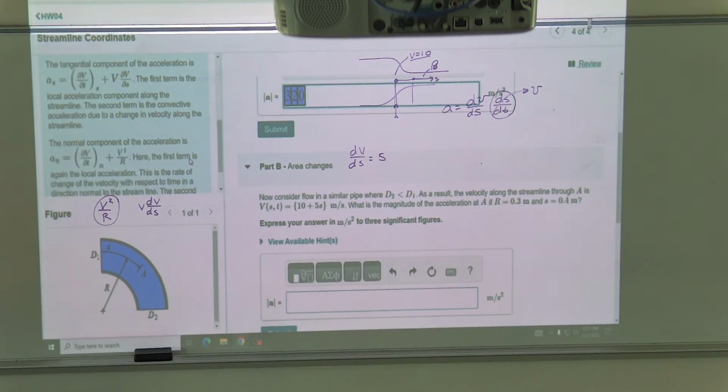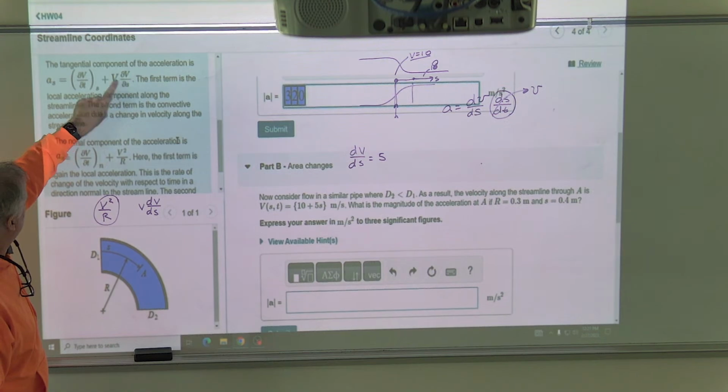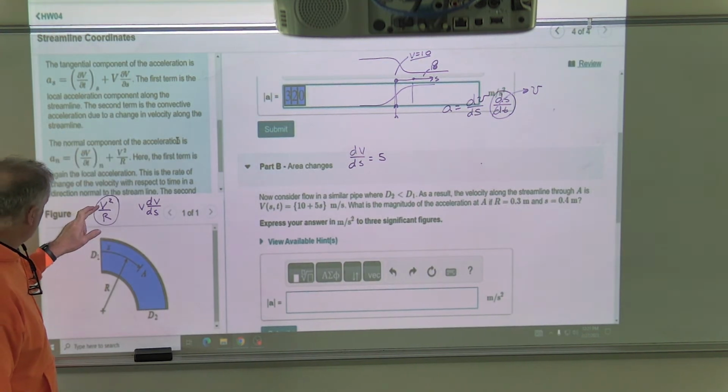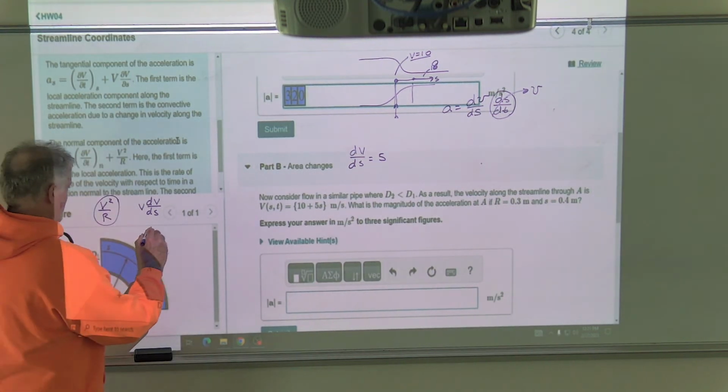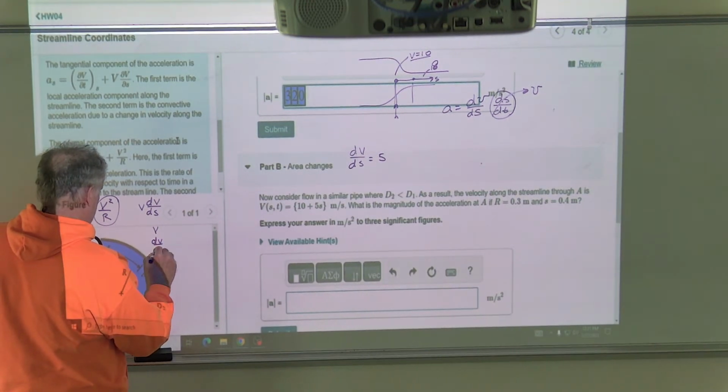Let me go back up and look at it, because it's up there. Oh, did I pass it? Oh, there it is. It's this one. So I've got this term times that. So I just need to find the velocity. What do I need to know? I need to know the velocity, the dV/ds, and the R.